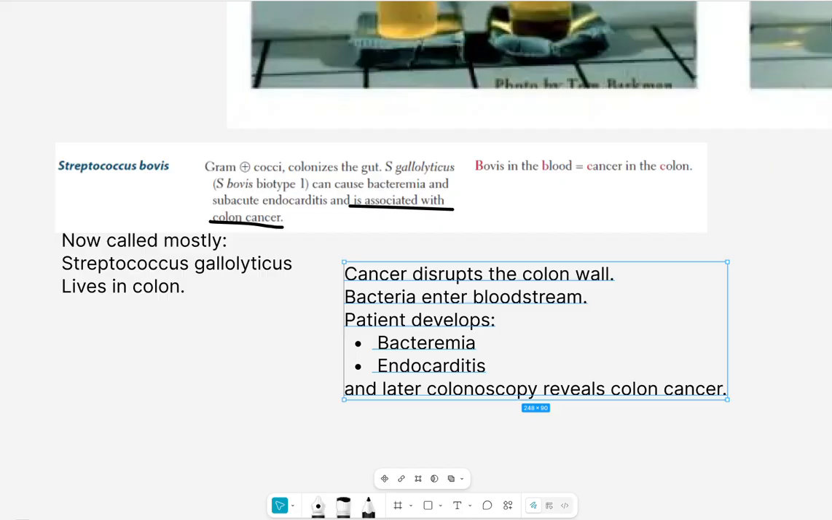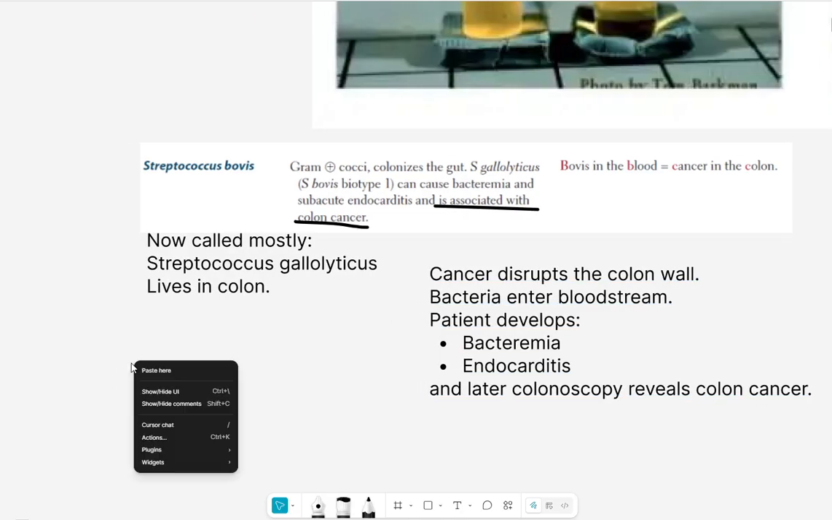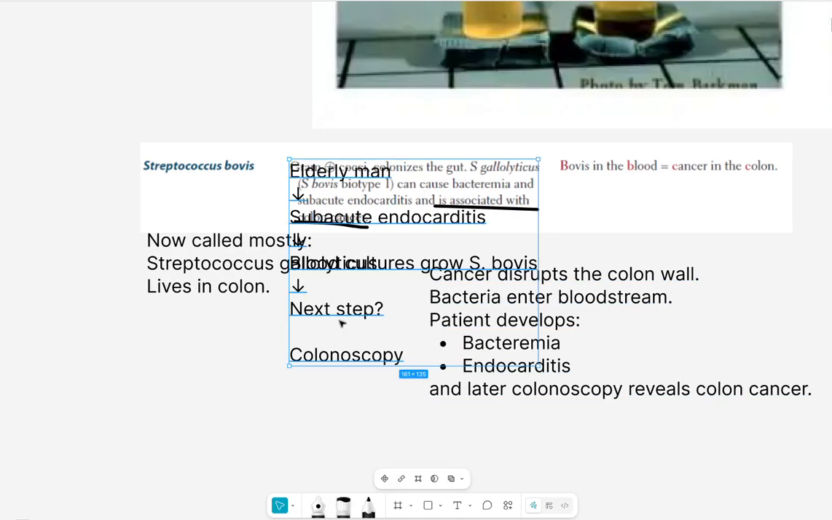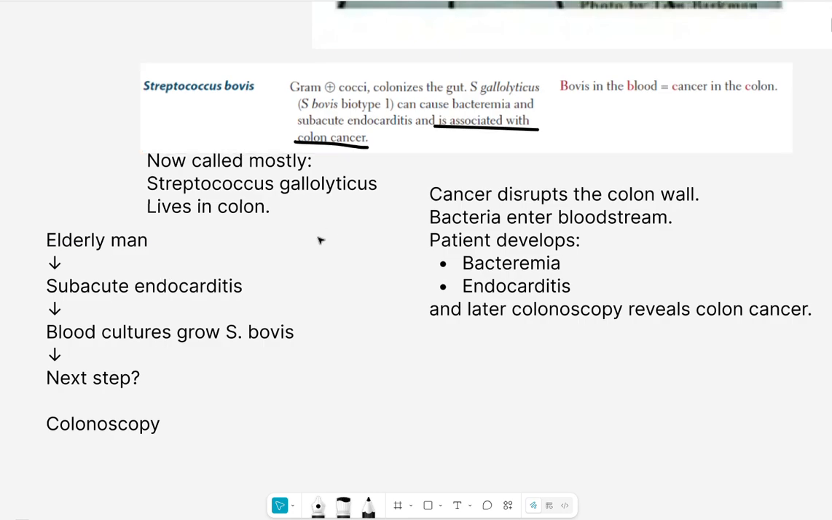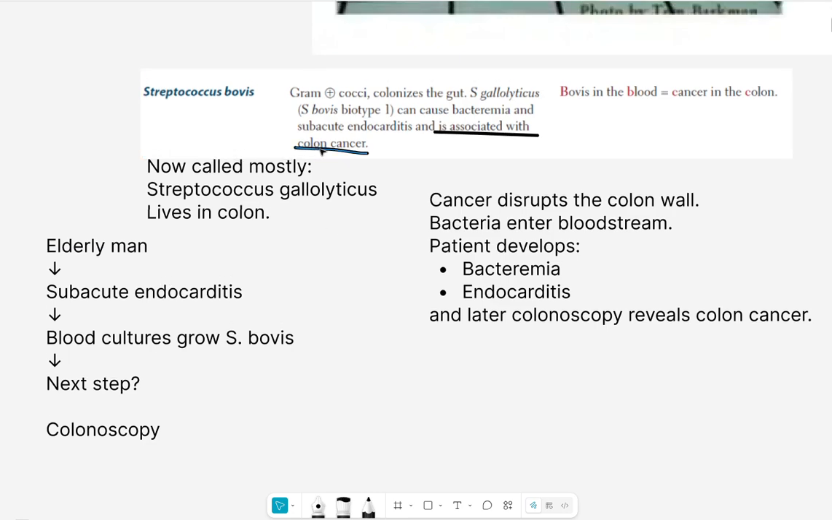Now, a classical exam vignette for colonoscopy: an elderly man shows up with subacute endocarditis, blood cultures grow S. bovis. What's your next step? You always get a colonoscopy done. That's the vignette. So, an elderly man comes with subacute endocarditis, the blood cultures grow S. bovis, you get a colonoscopy done. Always remember this, right? Even though the video is short, I'll stop it here and I'll start the next video with the next species. Okay.